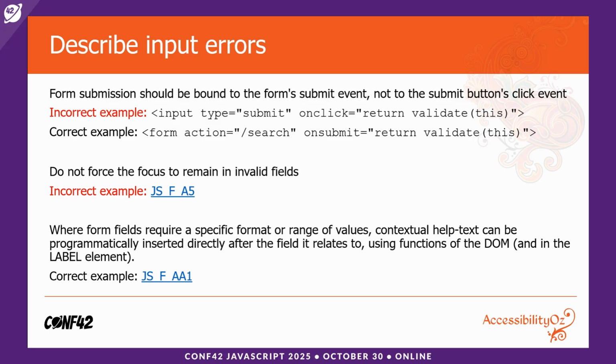Incorrect example is input type equals submit, on click equals return validate this. Correct example would be form action equals search, on submit equals return validate this. And do not force focus to remain in invalid fields. Let's have a look at an example.